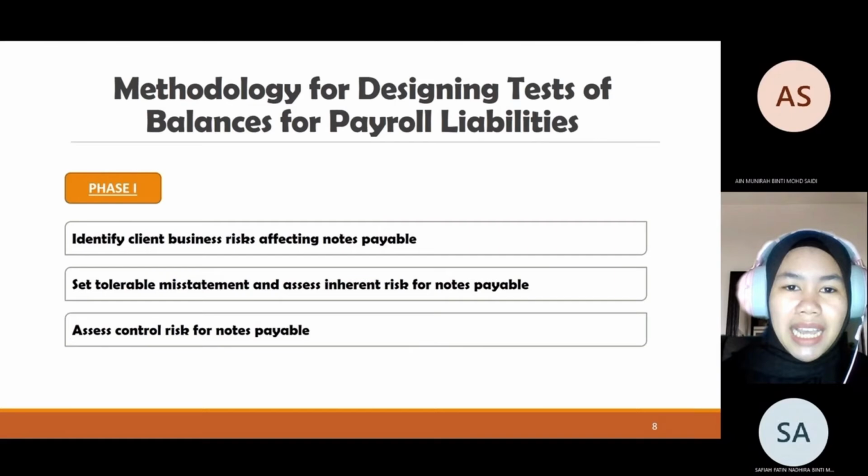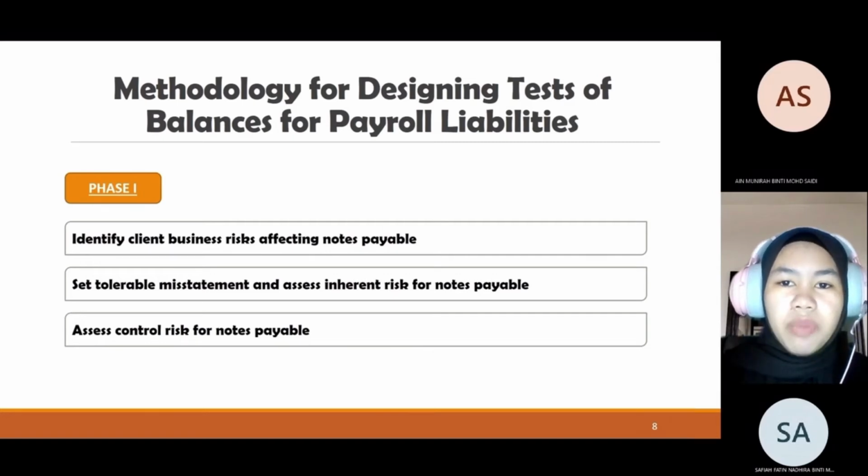We move to the next slide, which is methodology for designing tests of balance for payroll liability. In this methodology, we have three phases. The first thing we have to do in phase 1 is identify client business risk affecting notes payable. Business risk is an exposure of a company towards risk that can cause lower profit or failure in business. It is important for the company to identify the business risk because it can affect the notes payable.